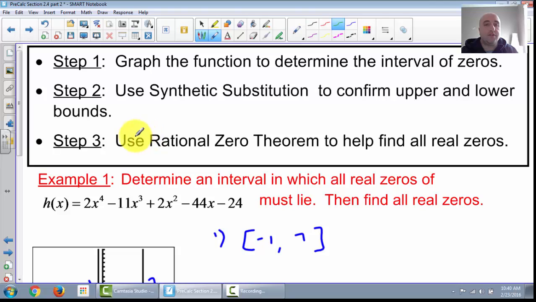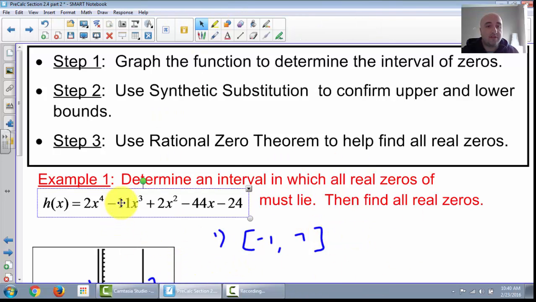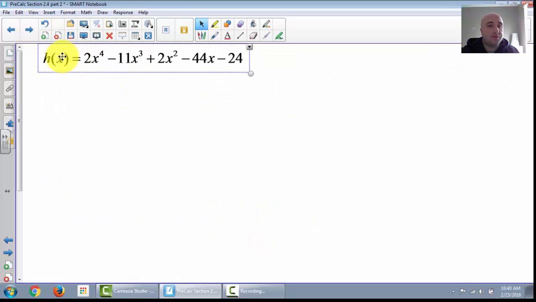Step 3 now is to use the rational zero theorem to find all the zeros. You're going to see how this really narrows it down for us. So I'm going to copy this equation onto the next page, and we're going to do the rational zero theorem.